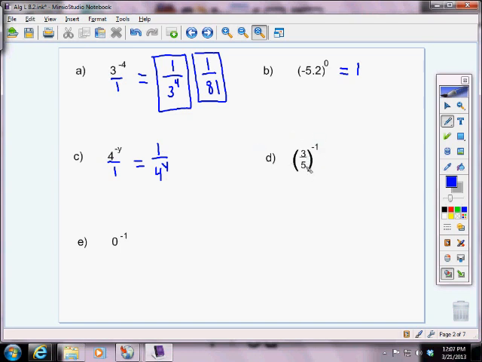Right here, 3/5 to the negative 1. Again, reciprocal. That becomes 5/3 to the positive 1. Well, that positive 1 doesn't mean anything, so this is just 5/3.